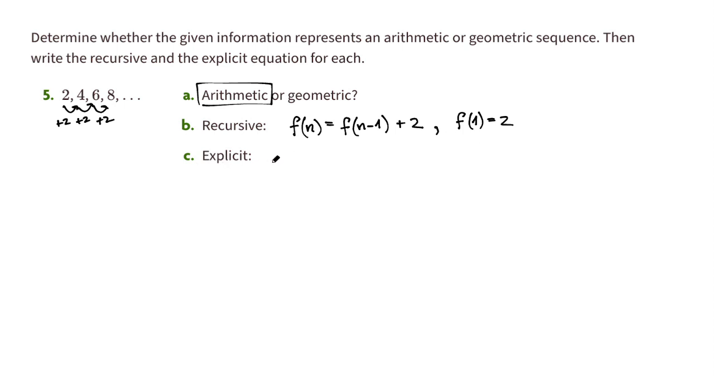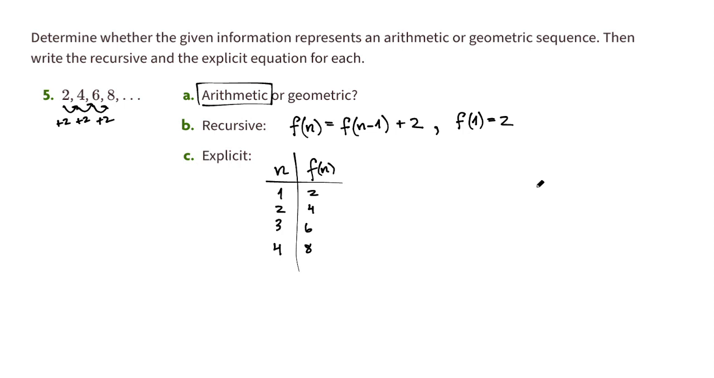All right, then we need an explicit equation. Now, at this point, we may have recognized the patterns and know what the explicit equation is, but in case not, I will go ahead and make a table here where I have n and f of n. We'll do 1, 2, 3, 4. Now these numbers are the terms in our sequence, so 2, 4, 6, and 8.